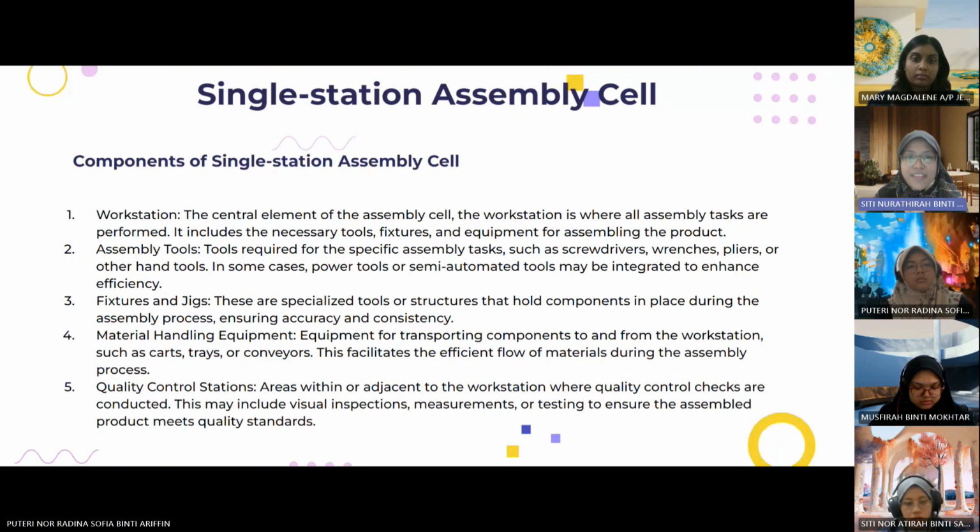The components of single station assembly cell, for example, is workstation, the central element of the assembly cell. The workstation is where all assembly tasks are performed. It includes the necessary tools, fixtures, and equipment for assembling the product.